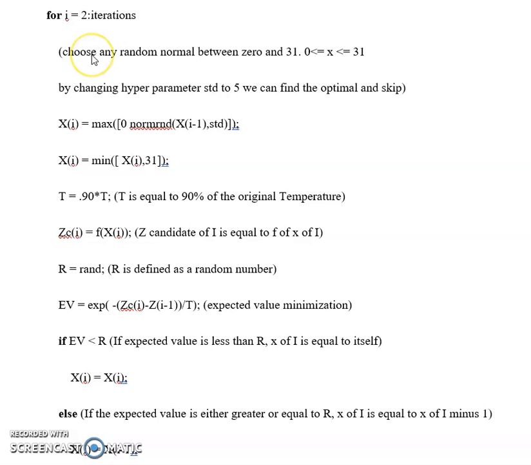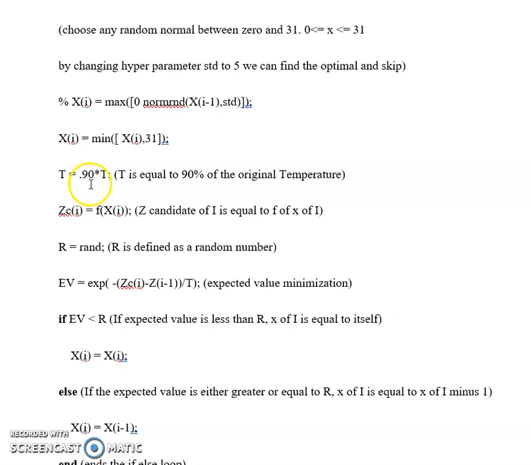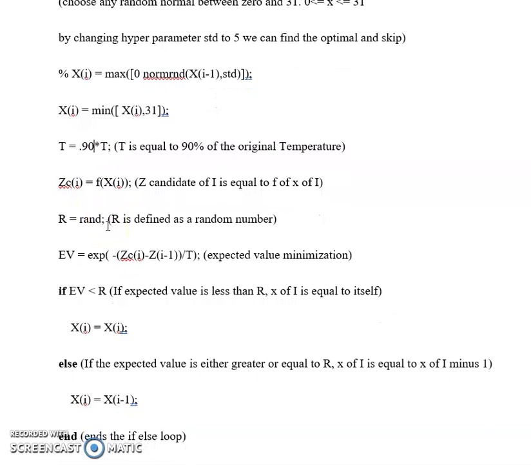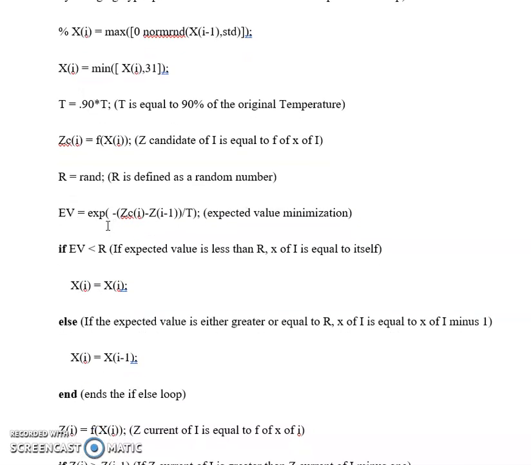As you can recall, our only constraint is that the x has to be between 0 and 31. We also factor in the minimization here. This is if we had a maximization problem, but here we have our minimization, so this will be commented out actually. So yes, x of I to 31. We have our temperature, which is equal to 90% of the original temperature, as we see 0.90 times T. Z candidate of I is equal to f of x of I.